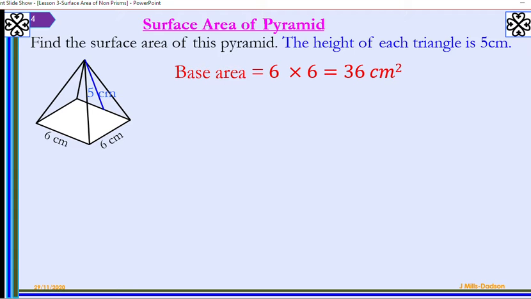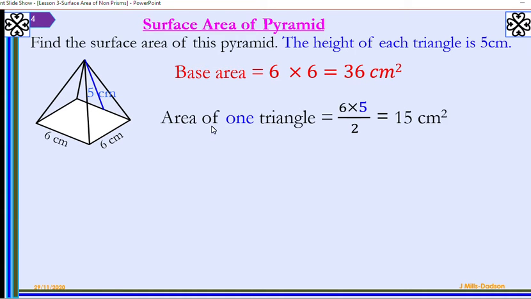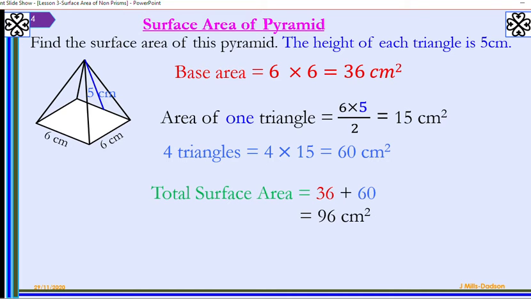The triangle has a height of 5 and a base of 6. So one triangle is 6 times 5 over 2, 15 cm squared. 4 triangles, 15 times 4, 60 cm squared. So the total surface area is simply 36 plus 60. That gives me 96 cm squared.